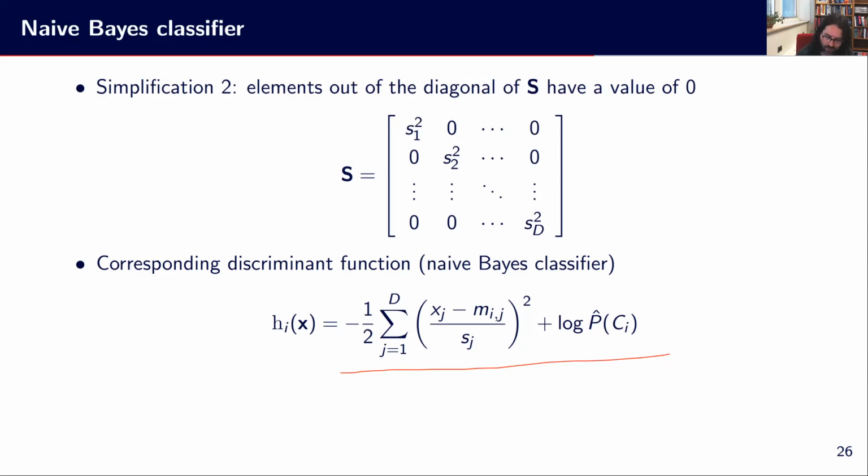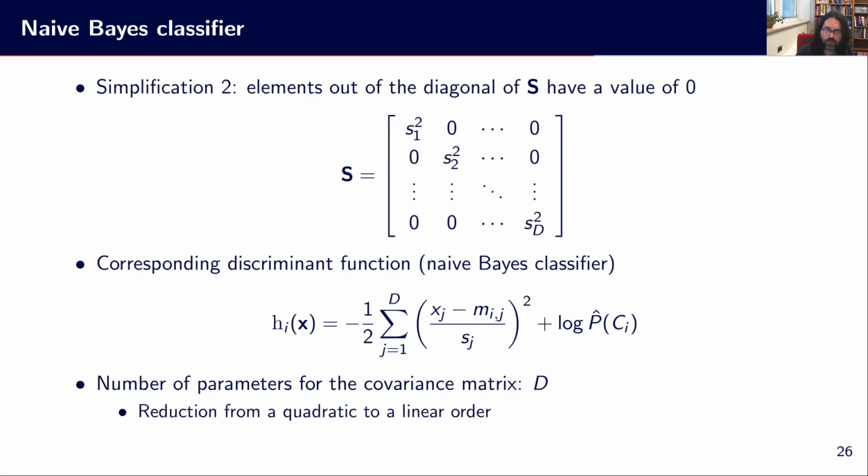We are evaluating the difference between the x_j and the associated mean value for class i, divided by the standard deviation for variable j. All this is squared, so we are summing this for all variables. It's basically looking at how far we are from the mean value for that variable, normalized by the standard deviation, and doing this for dimension 1, 2, 3, 4, 5, up to d dimensions. So this gives us some kind of distance to these mean values, plus the log of the prior here, which is required if we don't have equal prior probabilities.